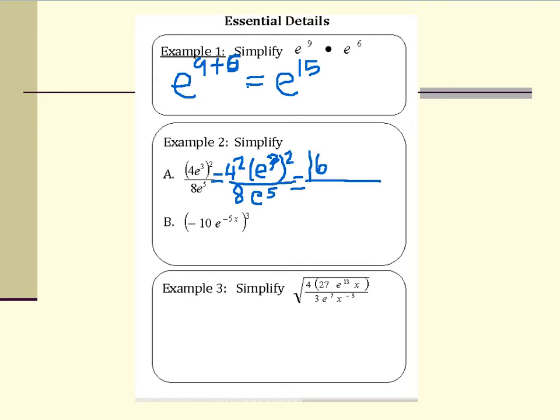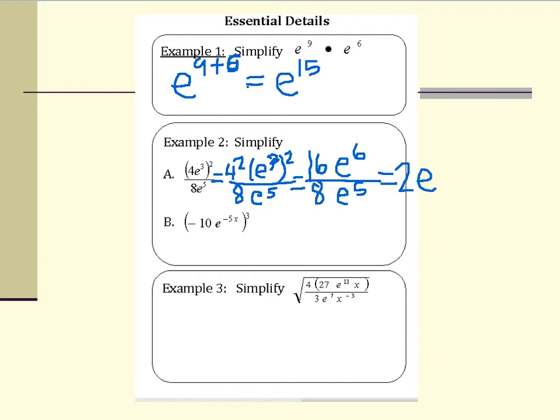E to the third squared, when they are right next to each other like that, you just multiply them. That's e to the 6th. So we have 8 and e to the 5th still on the bottom. And then if we just simplify up and down, 16 divided by 8 is 2. And here we're going to subtract our exponents. 6 minus 5 is 1. So our answer is 2 e to the first, which we don't really need to write that first power, we just write 2e.